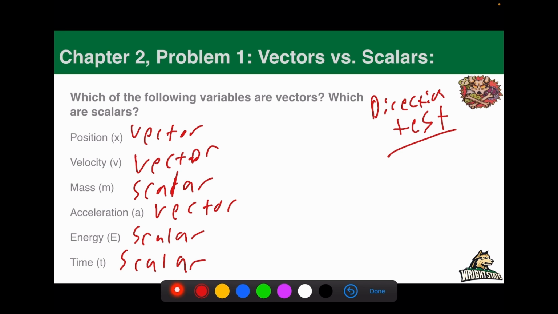So basically the idea behind the direction test is you can easily tell if something's a vector versus a scalar if adding a direction to your measurement makes any sense, right? So pretty easy to tell which is which. And again, vectors have an associated direction, scalars don't. Basically, the long and short of it is anything that you care about the direction of, any measurement that you could possibly care about the direction of is a vector. Anything else is a scalar.